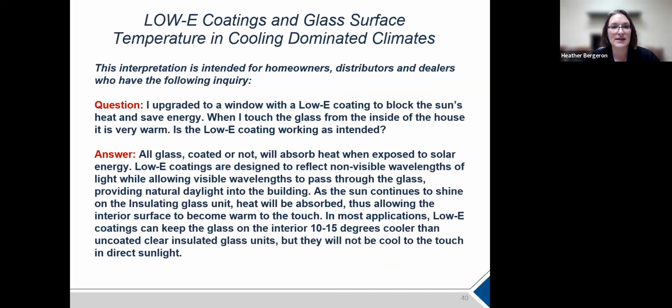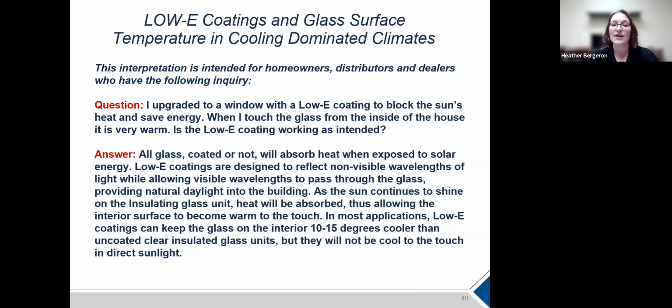So, low E coatings in heating and cooling dominated climates. We typically get this question asked a lot, working with any kind of homeowner or distributor, or any of our distributors that have these questions come up from their clients. This interpretation is to help with that. Here's an example of a question: I've upgraded to a window with a low E coating to block the sun's heat and save energy. When I touch the glass from the inside of the house, it's very warm. Is the low E coating working as intended?